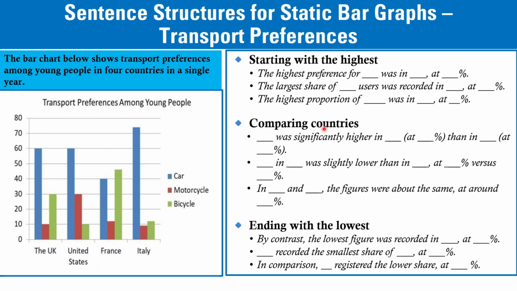For comparisons: car usage was significantly higher in Italy than in France. If the numbers are almost the same, we can say, in the UK and the USA, the figures were about the same at around 60%. To finish with the lowest: by contrast, the lowest preference for cars was in France at only 40%, or France recorded the smallest share of car users at 40%. These structures help you move from the highest to the lowest while also making clear comparisons between countries.